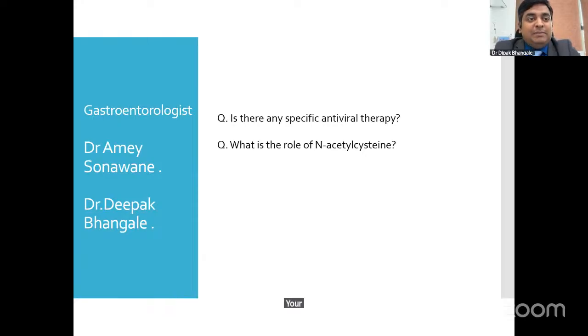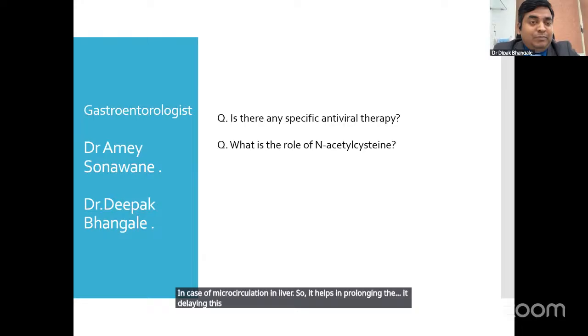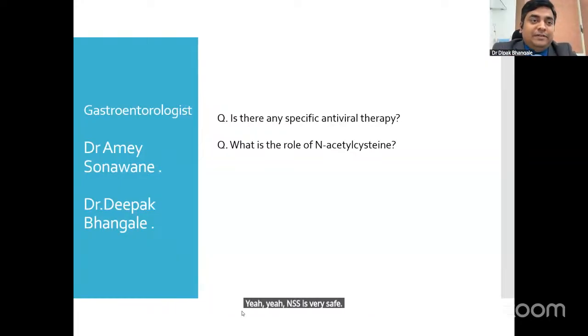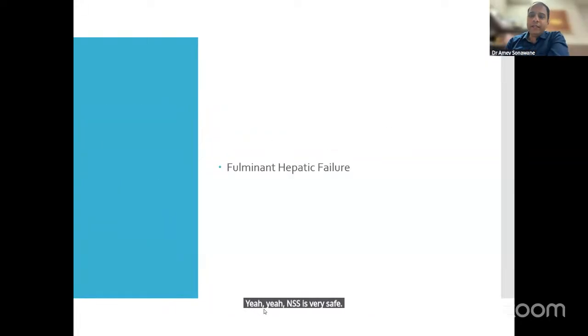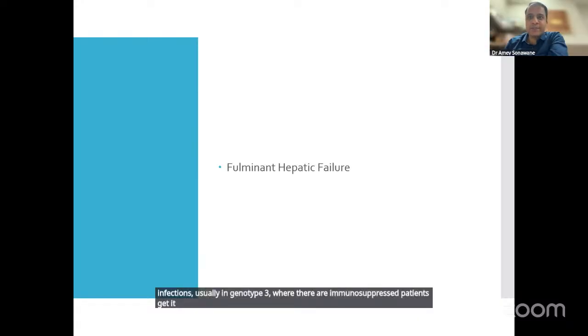Theoretically, as in non-paracetamol poisoning, N-acetylcysteine has a role as an antioxidant. It decreases the oxidative stress and increases the microcirculation in the liver. So it helps in delaying the progression of the disease. And it would be relatively safe to use in pregnancy. N-acetylcysteine is very safe. Ribavirin as a drug is used only in chronic hepatitis infections, usually genotype 3, where immunosuppressed patients get it. So solid organ transplant and bone marrow transplant patients would have more of a chronic HEV.